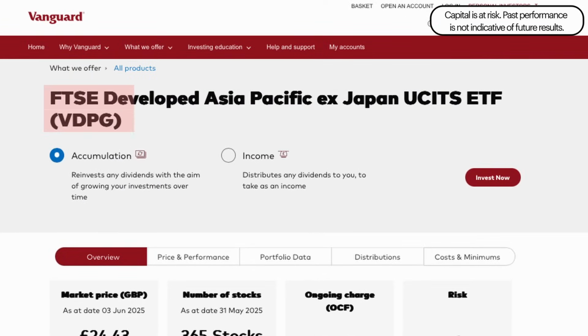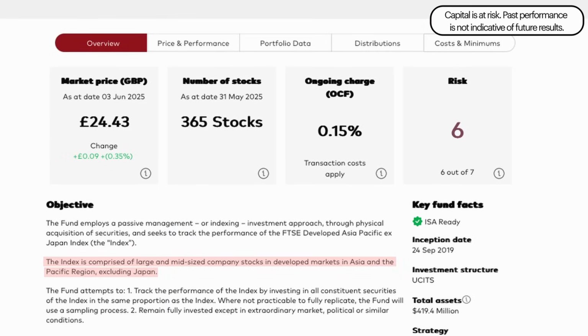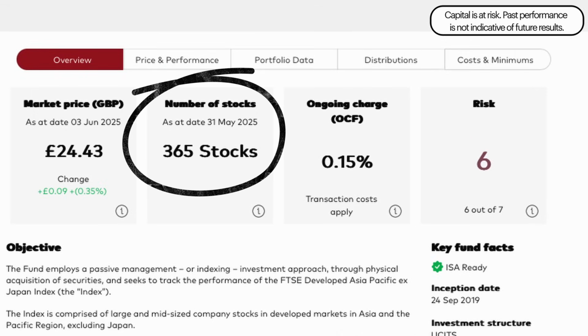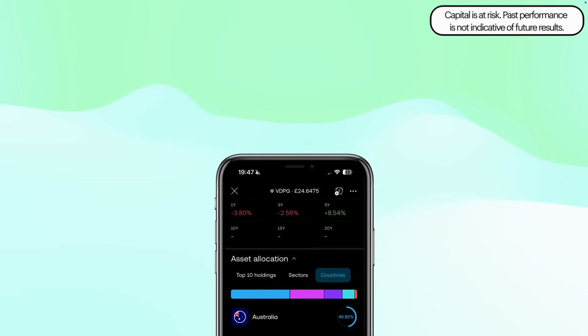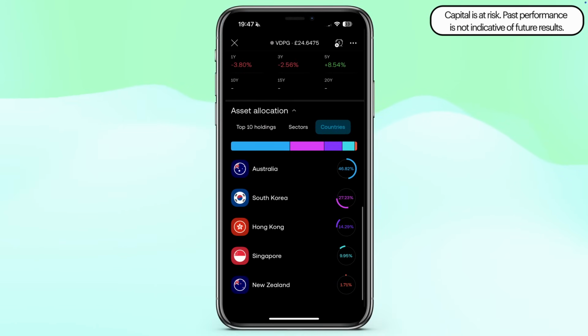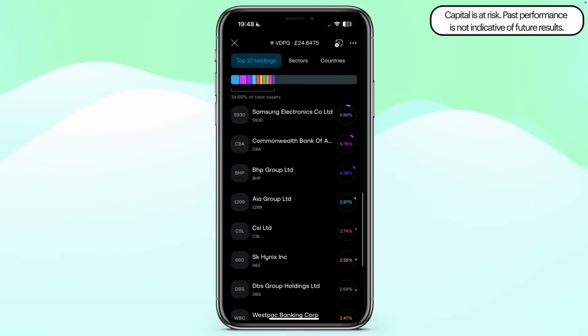Then finally, we've got the Vanguard FTSE Developed Asia Pacific, excluding Japan ETF, with the ticker symbol of VDPG. This fund is comprised of large and mid-sized companies in developed markets in Asia and the Pacific region, but excludes Japan. There are 365 stocks in this fund with a risk rating of 6 out of 7. The main exposure here by country is across Australia, South Korea, Hong Kong and Singapore, with the top holdings being in the likes of Samsung, the Commonwealth Bank of Australia, BHP Group, and some other companies which, if I'm honest, I've never heard of before.